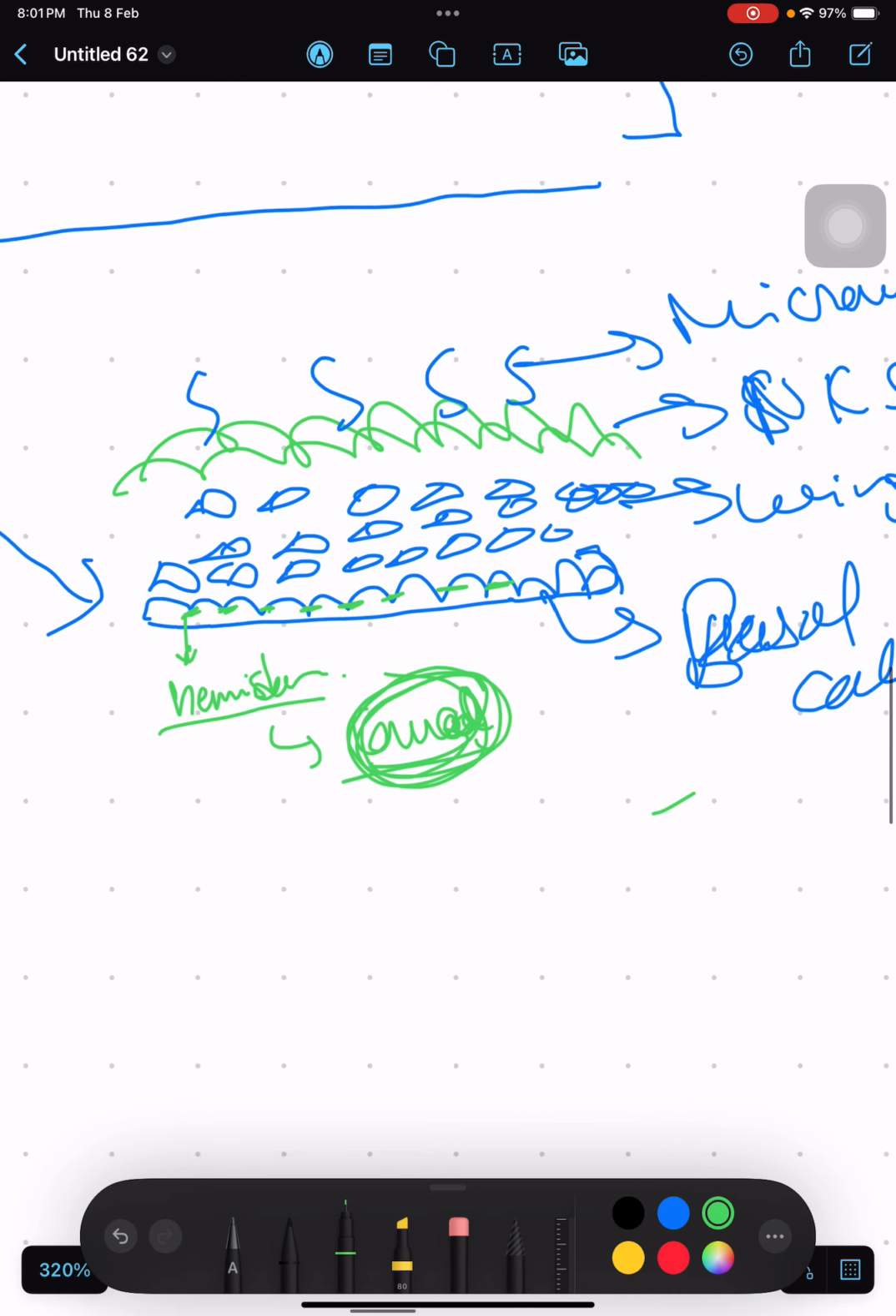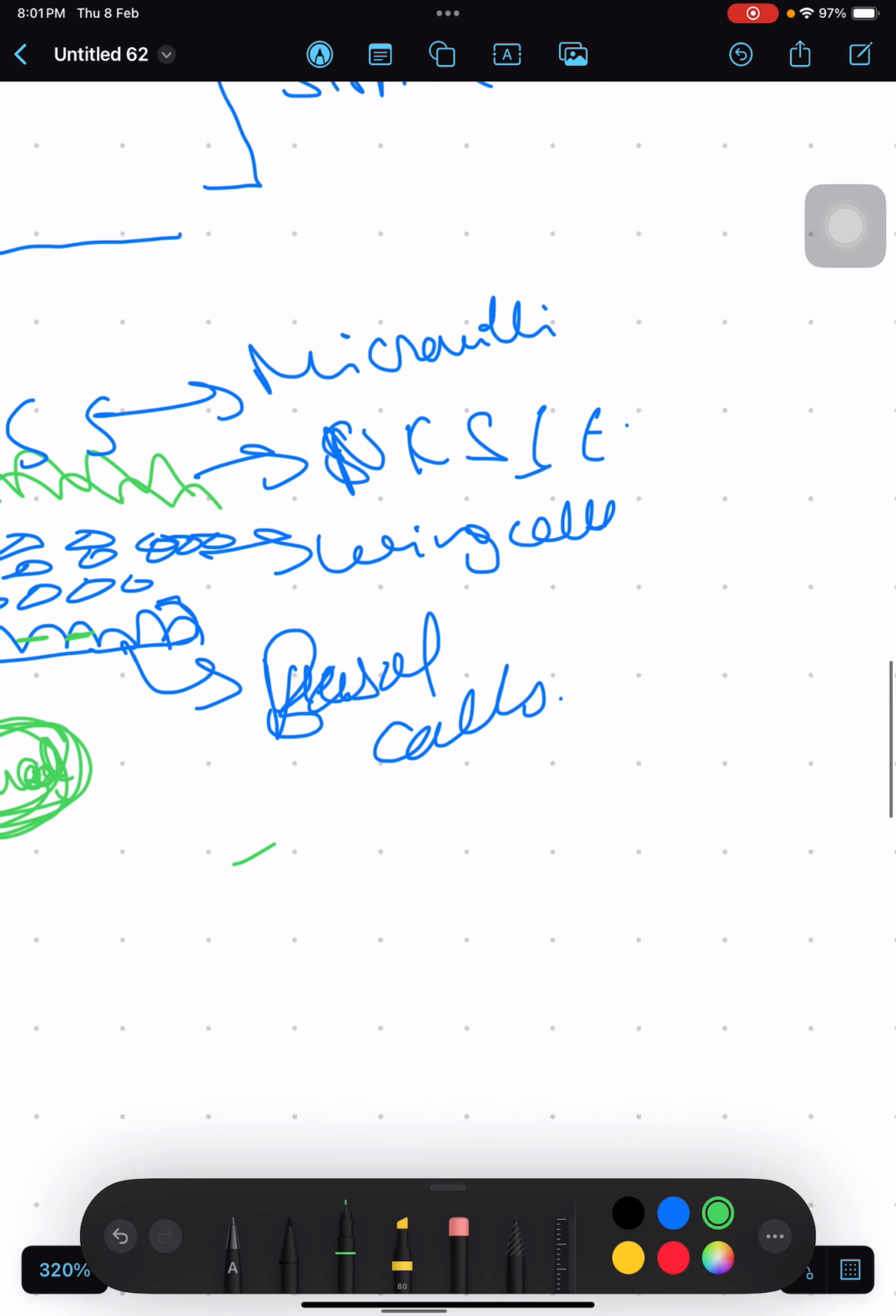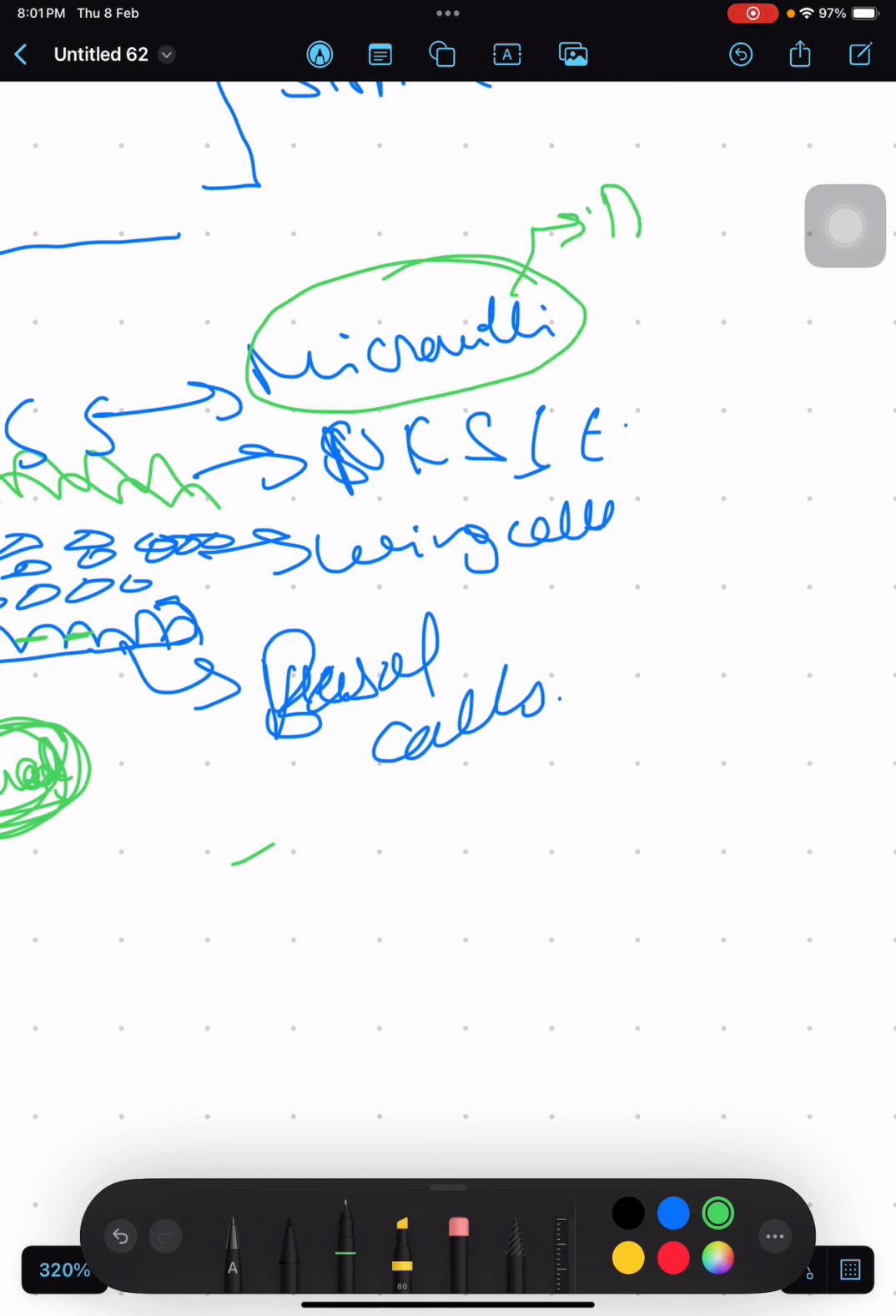Now, let's talk about this microvilli. This microvilli is important for the attachment of the tear film to the cornea. So you have the tear film. This tear film is very important for the lubrication of the eye, and this is done by your microvilli.